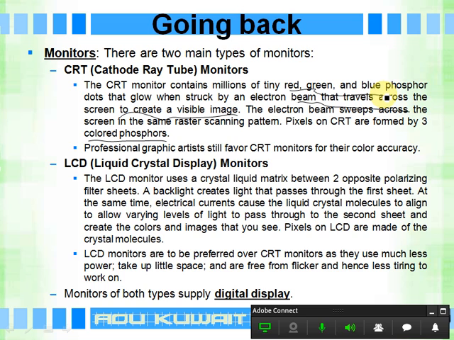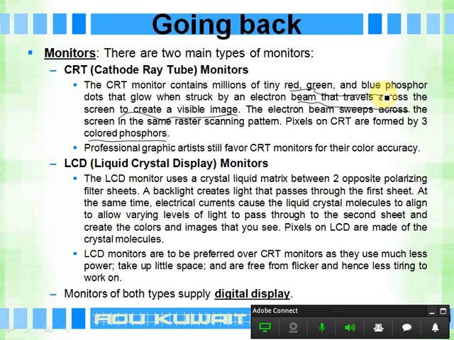Next we have the LCD, liquid crystal display. I think this one also you have seen. It has 2 sheets, the flat monitors. So an LCD monitor uses a liquid crystal matrix between 2 opposite polarizing filter sheets, and at the front they have the 2 sheets over there.